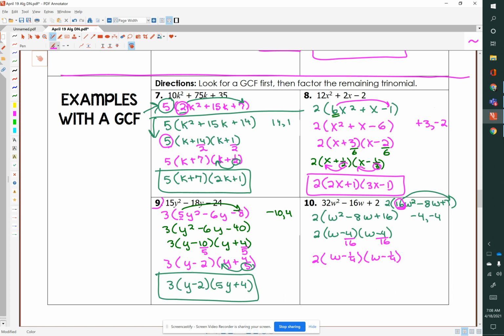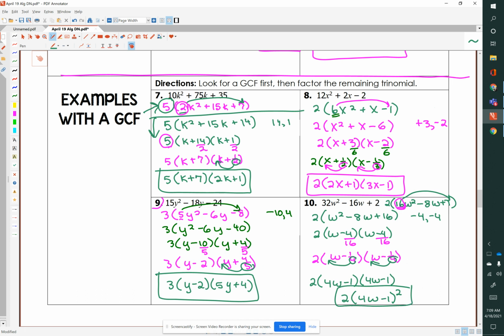So we did our slip. We now need to do our slide. The 4's will come up in front of the w's, and we will have 2 times the quantity of 4w minus 1, 4w minus 1, which we can rewrite as 2 times the quantity of 4w minus 1 squared. So it's quite a lesson.